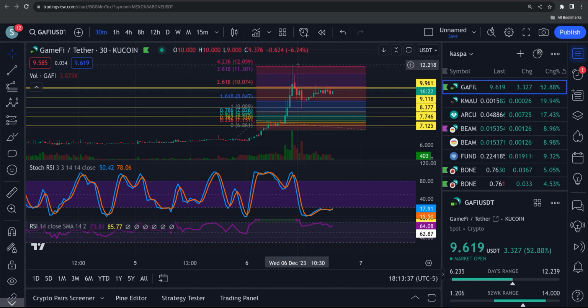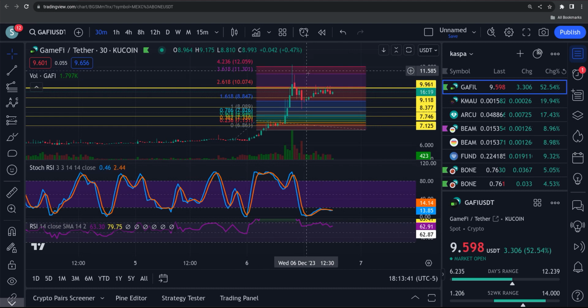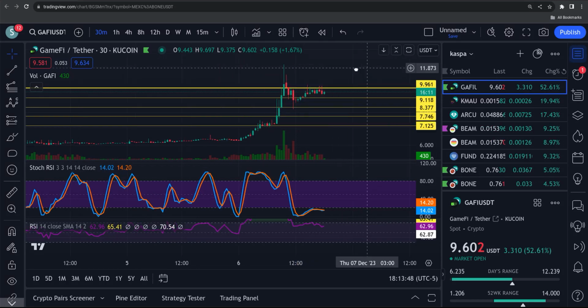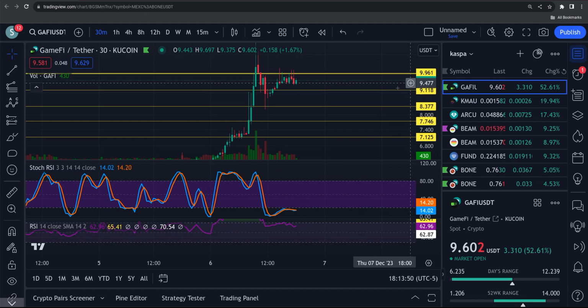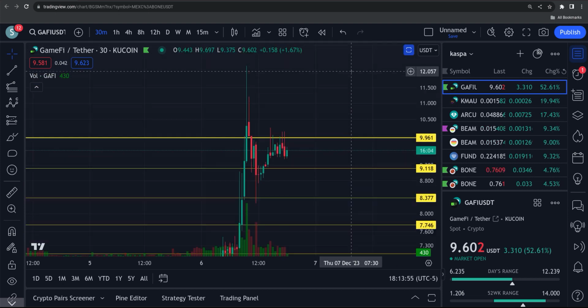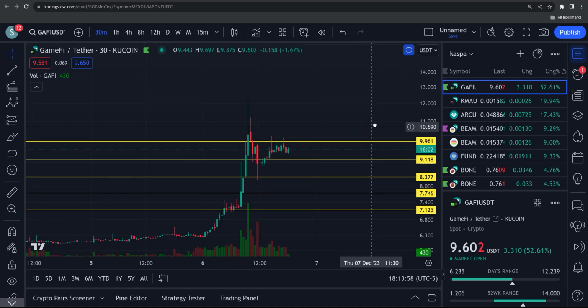This had 1205, went to 1223. All right. Usually after that, you have an ABC correction, and then you start your next 5 waves up. So 52% up in a day will do that. Okay. Watch for an ABC in here, and then we'll start our next 5 waves up, guys. But this thing looks fantastic.